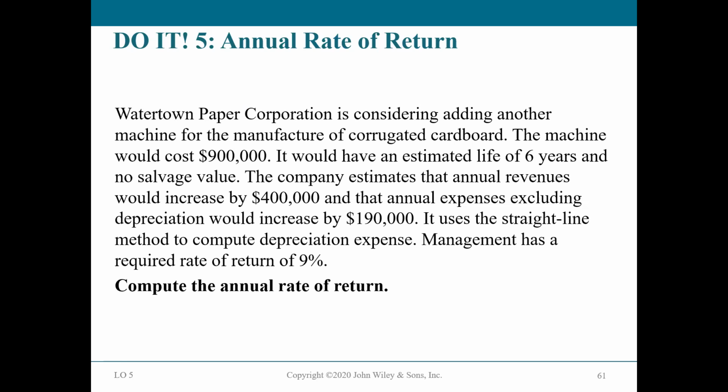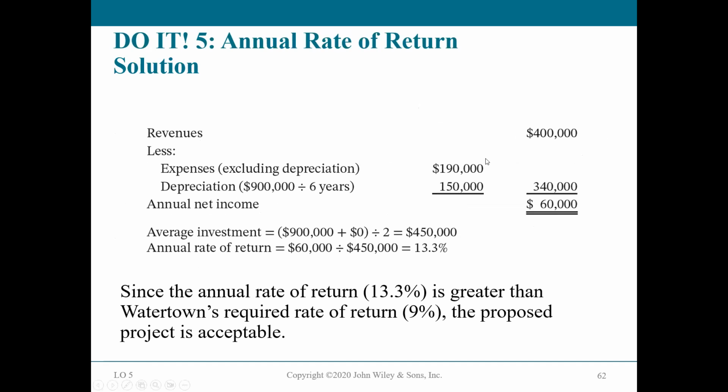Another example, Watertown Paper Corporation. Again, the corrugated cardboard machine, 900, 6 years, no salvage, 400 of income, 190 of expense, straight line, and the required rate of return is 9%. So we look at revenues less expenses less depreciation of 150, annual net income of 60. Average investment, 900 divided by 2, no salvage, is 450. Annual rate of return, 60 divided by 450, is 13.3%. If our required rate of return was only 9%, we would accept this proposal.